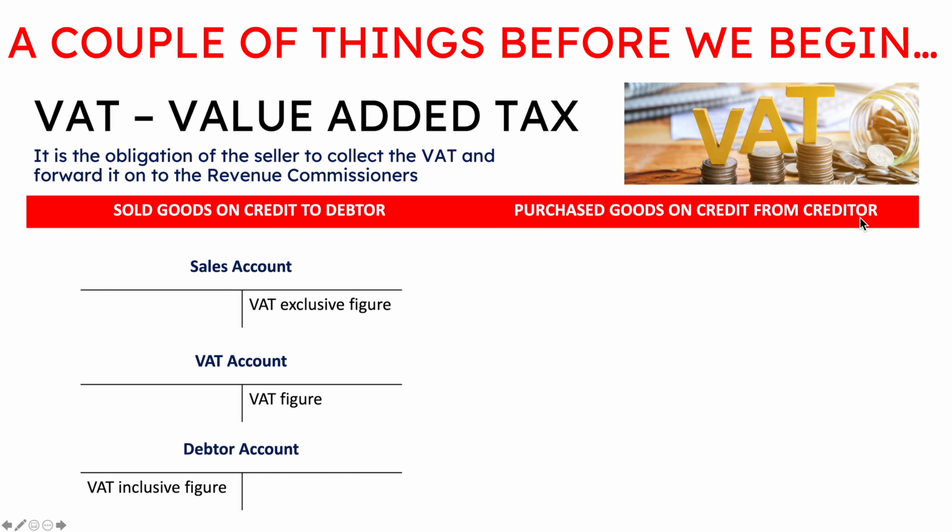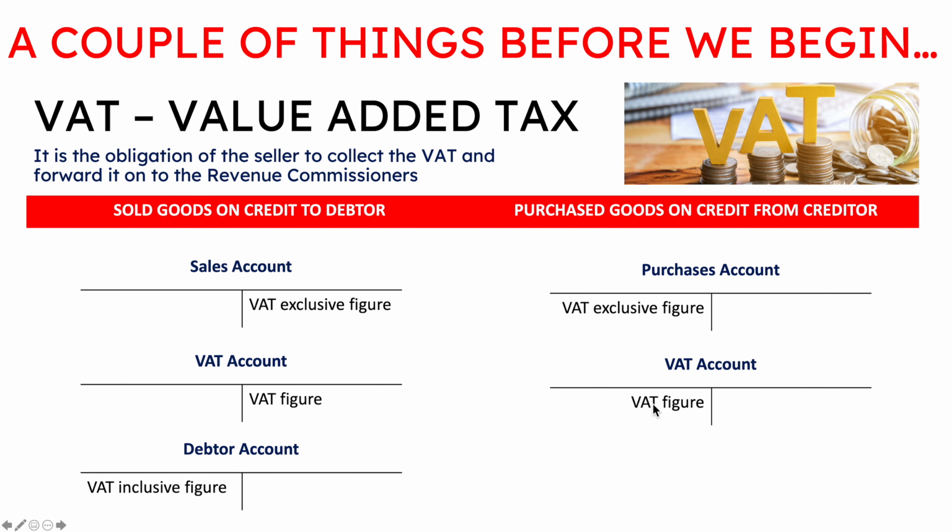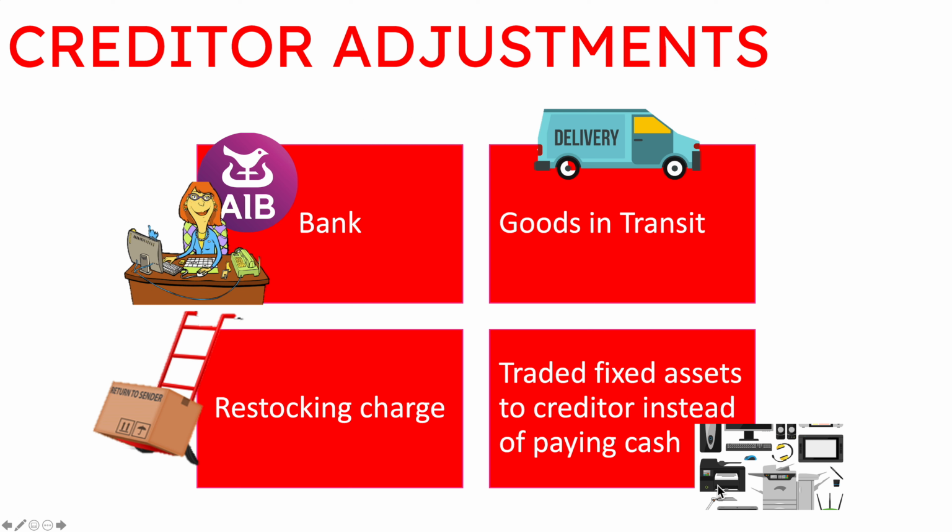If we purchase goods on credit from a creditor, so this is what we'd be looking at here, we would debit the purchase account, so 100%, the VAT exclusive figure. We would put the 23% VAT on the same side as the item it's attached to, in this case it's purchases, and then we would put 123% or the VAT inclusive figure on the credit side of the creditor account.